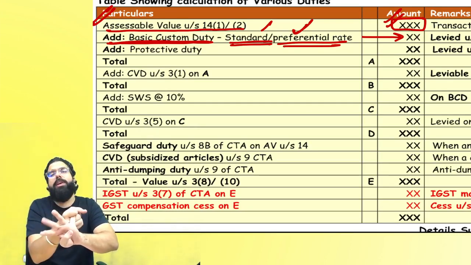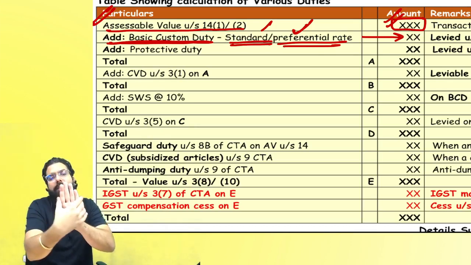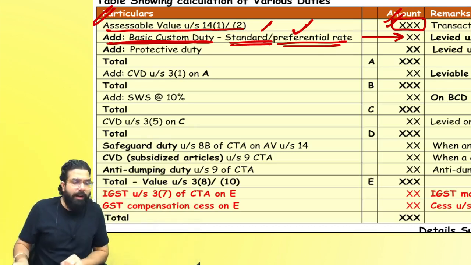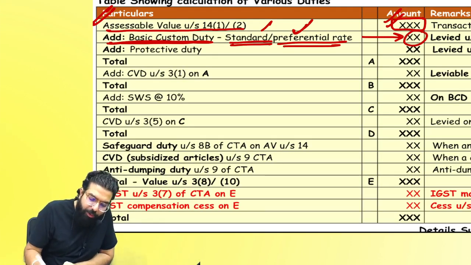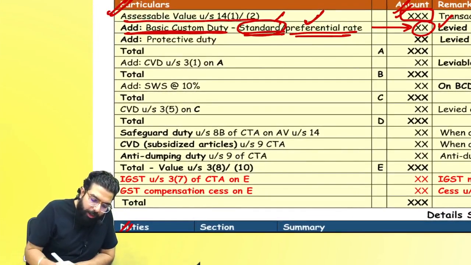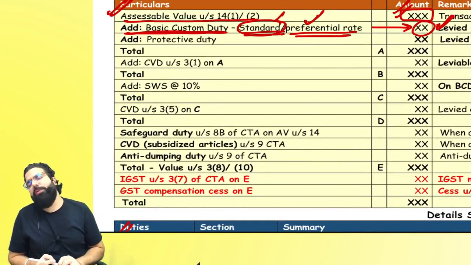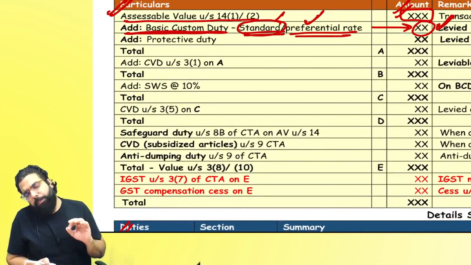And the last one over here is the area should also be notified as a specific, basically preferential area. If the 4 conditions are satisfied, then you will be getting the preferential rate of duty, otherwise the standard rate of duty will be applicable. Now once you go ahead and levy the preferential rate of duty or standard rate of duty, which is the basic custom duty.